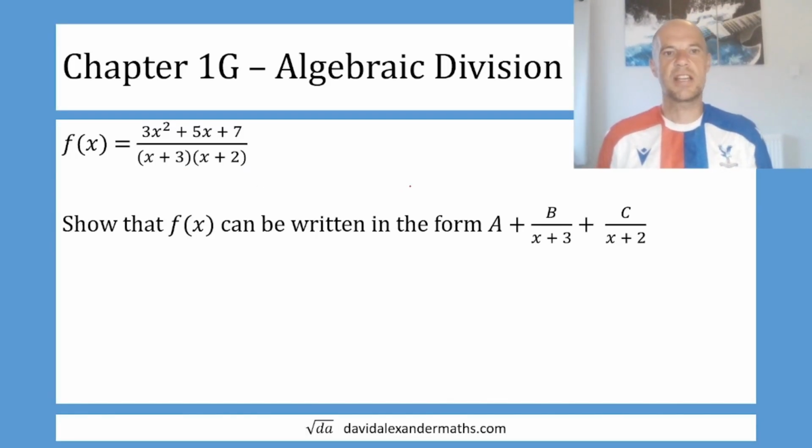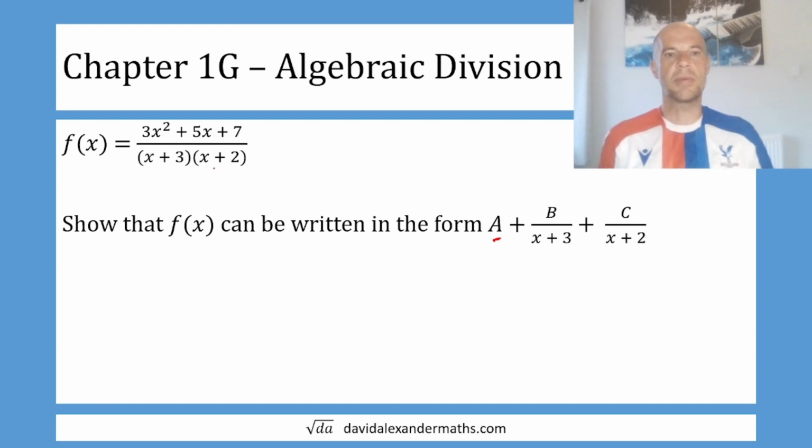Okay, so let's take a look at an example. We need to show that this fraction can be written as a plus b over x plus 3 plus c over x plus 2. Now this a means that some division can take place. x plus 3, x plus 2 will go into 3x squared plus 5x plus 7, as long as the power of x on the denominator is not greater than the power of x on the numerator, then some division can take place.